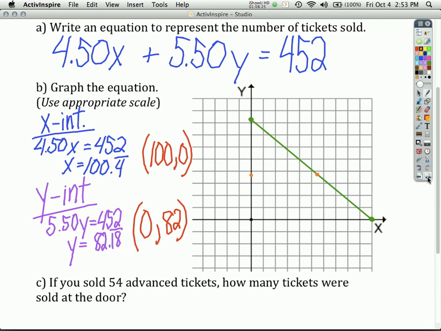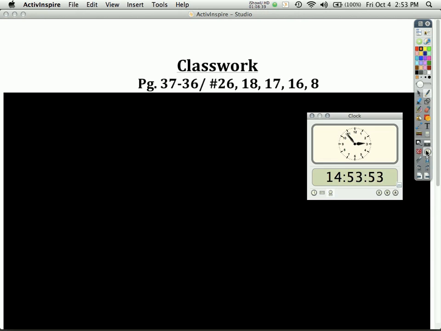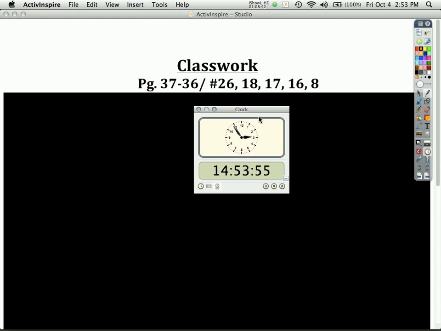Okay, draw a line across your paper, your classwork. You're going to start on page 37, and you're going to do number 26, and you're going to work your way backwards. You're going to do 18, 17, 16, and 8. It's 5 questions, but each question takes a little bit longer.